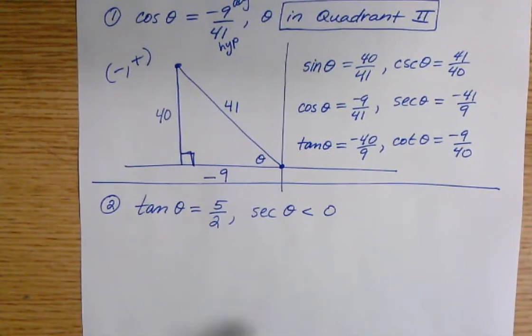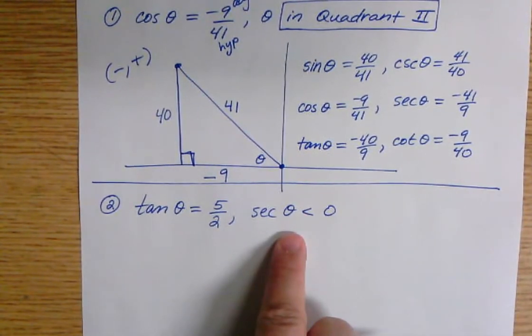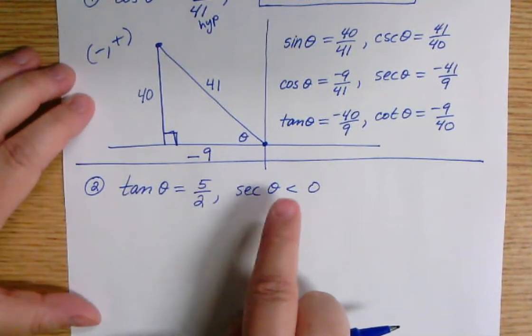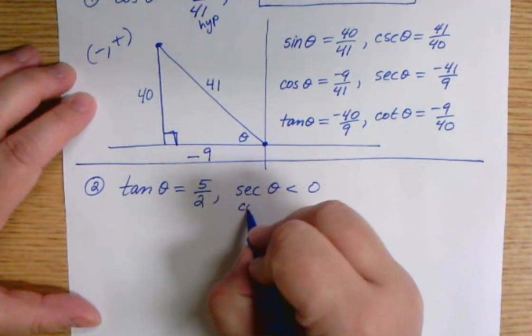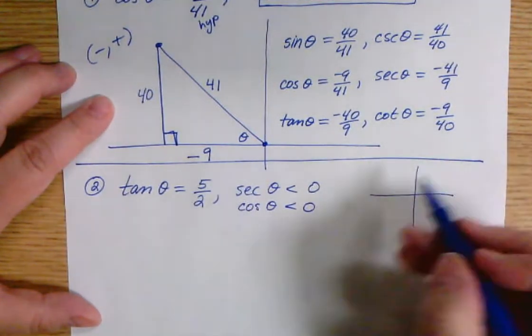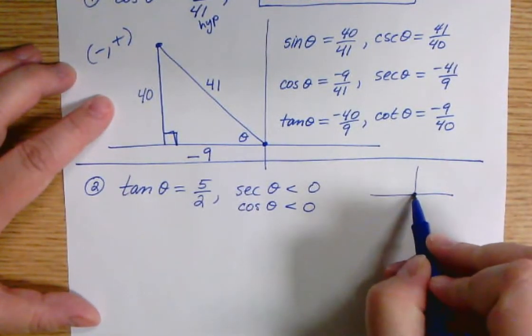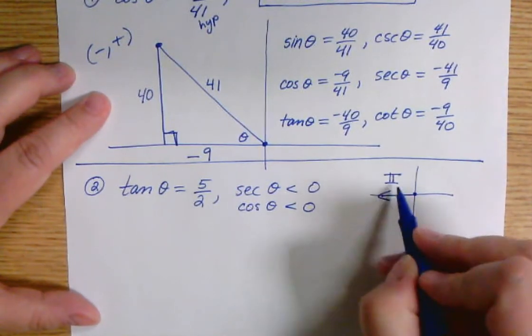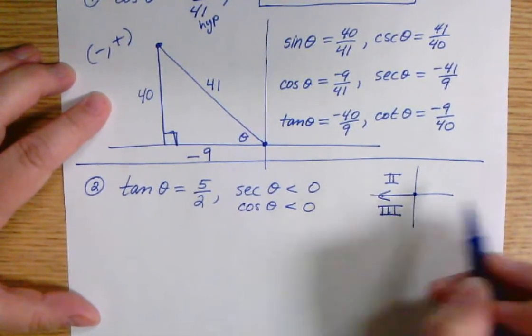Now what are they telling me? They're telling me the secant is negative. My thought process, anytime I'm talking about secant or cosecant, is that secant goes with the cosine. So if they're telling me the secant is negative, that's like telling me the cosine is negative. So where's the cosine negative? Over here on the left. That's where my x value would be negative. So it's either quadrant 2 or quadrant 3.